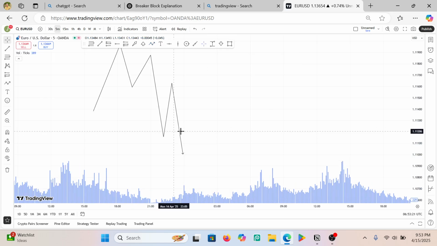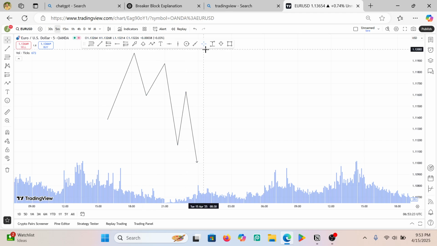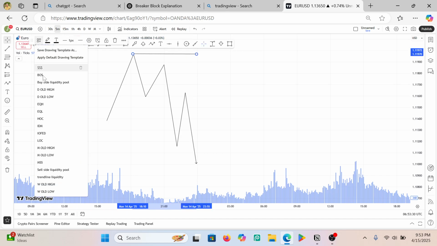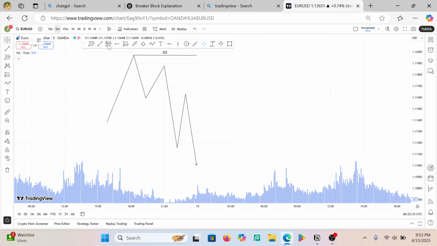As you can see, there's no sweep of liquidity above this previous high. So this was a previous order block. The price was supposed to come and bounce back here, then it buys. But the market did the opposite of that.